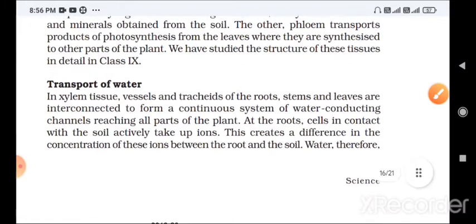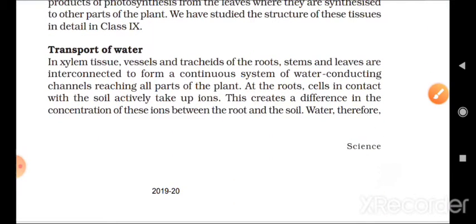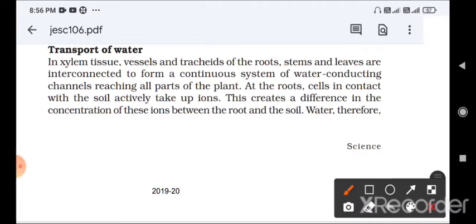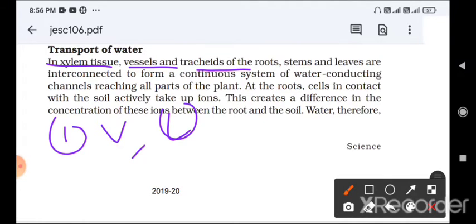Now next we'll conclude the transport of water in plants. How is water transported in a plant? In the xylem tissue, there are vessels and tracheids. Xylem has four types: one is vessels, the second is tracheids, then xylem fibers, and the fourth is xylem parenchyma. These are the four constituent parts of the xylem.